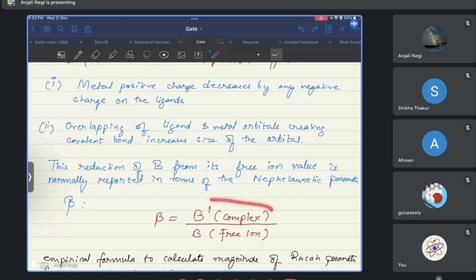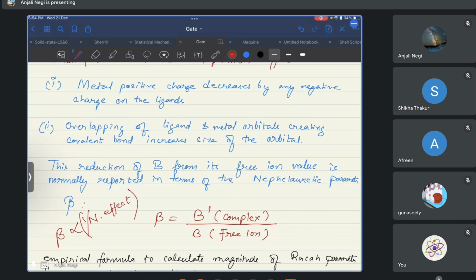So this B prime, capital B prime, will be small in value in comparison to my free ion. So this will simply reduce my beta, which is the ratio between B prime upon B. That is B prime, the Racah parameter for my complex, and B for my metal in the free state, that is the gaseous state. So I will just say that this beta, the nephelauxetic parameter, is inversely related to the nephelauxetic effect.